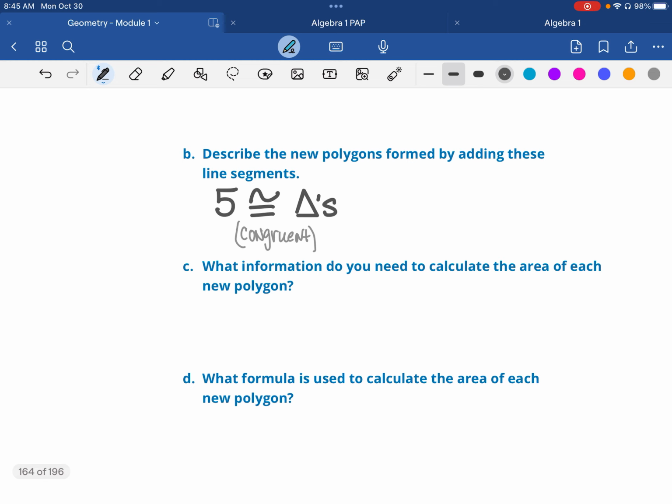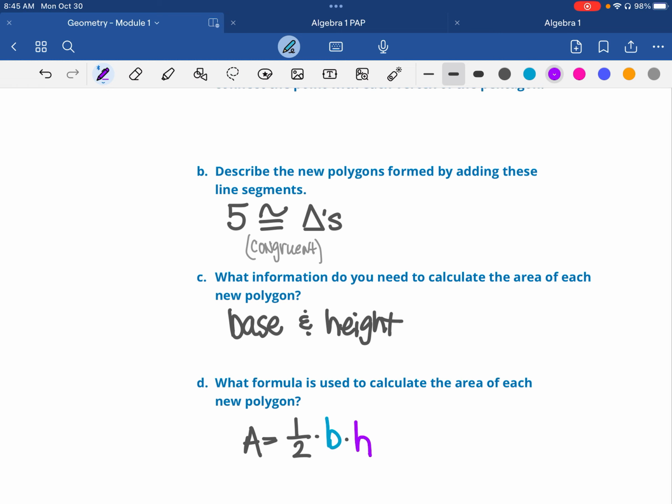But if you remember it, you don't have to write down the word congruent. What information do you need to calculate the area of each new polygon? Well, I think of the formula, so I'm going to need to know the triangle's base and the triangle's height. And what's my formula from earlier in this lesson? I know that it is 1/2 times the base times the height.